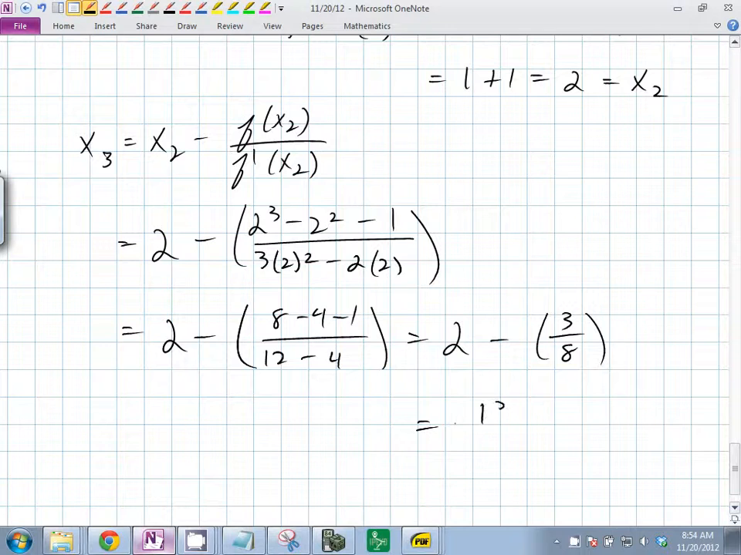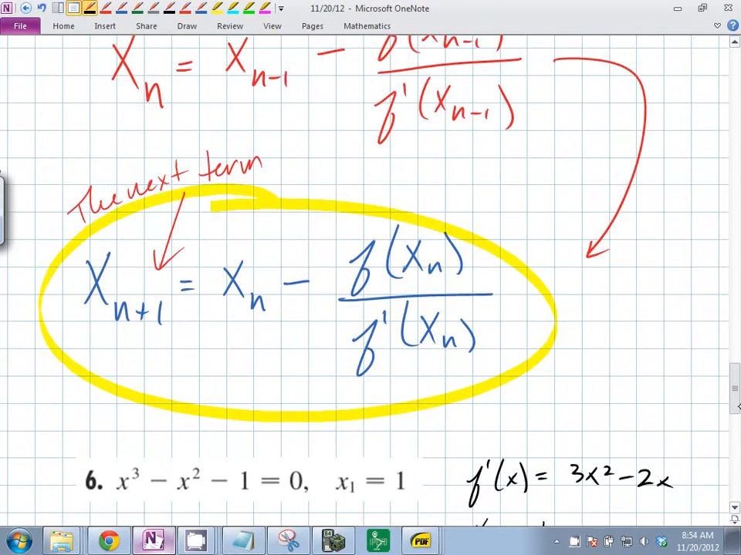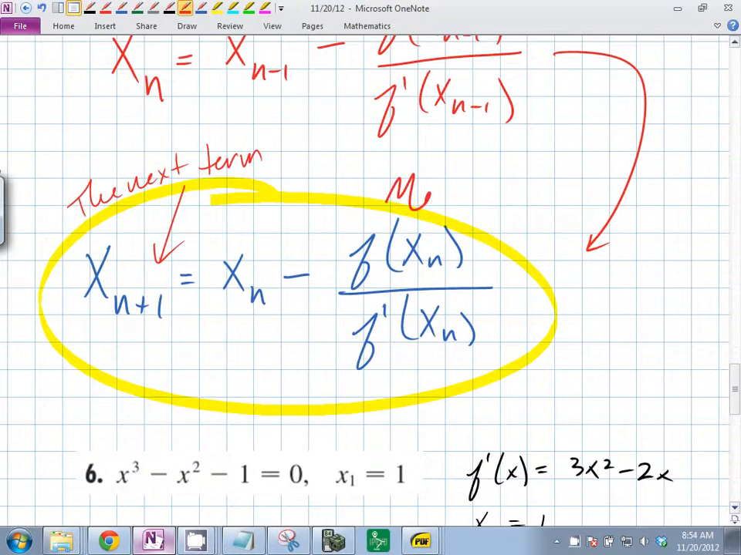Is this a little easier than what we were just doing? Yeah. You must memorize this. This right here is the huge thing you need for Newton's method, the huge thing.